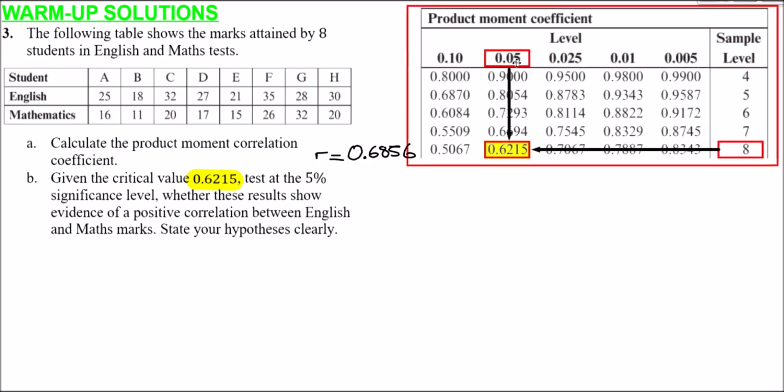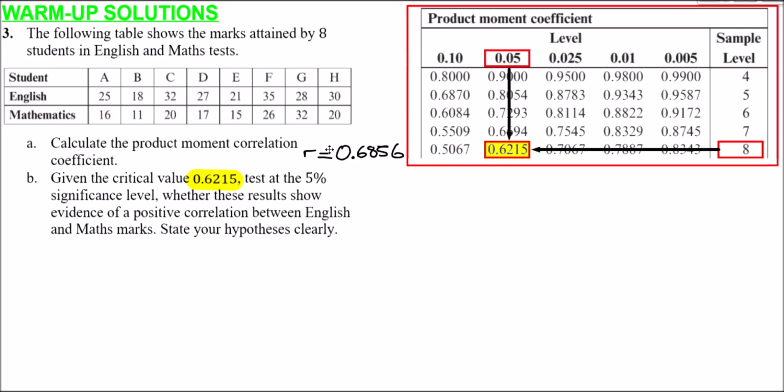So the level, 0.05, which is 5% significance. The sample size is 8, because there's 8 students. So read off 5% and 8. That's where we get our 0.6215 from. So what we need to do now is to compare the critical value 0.6215 with our observed PMCC.